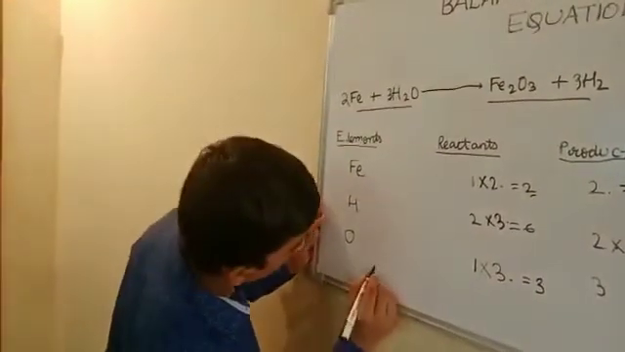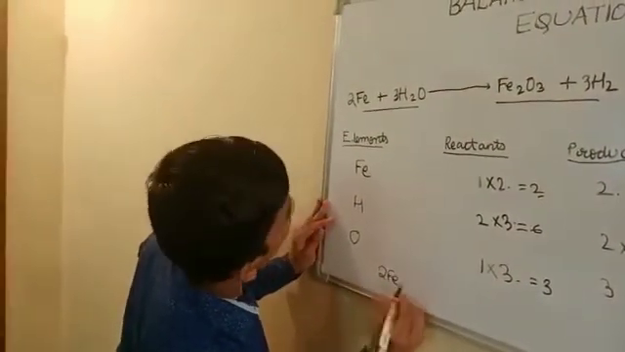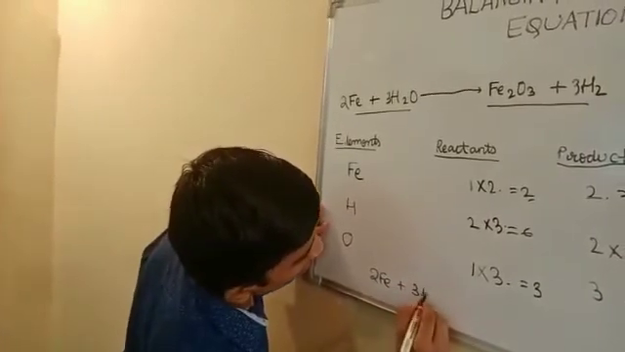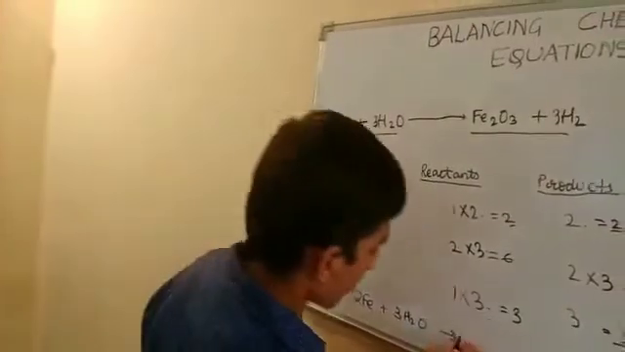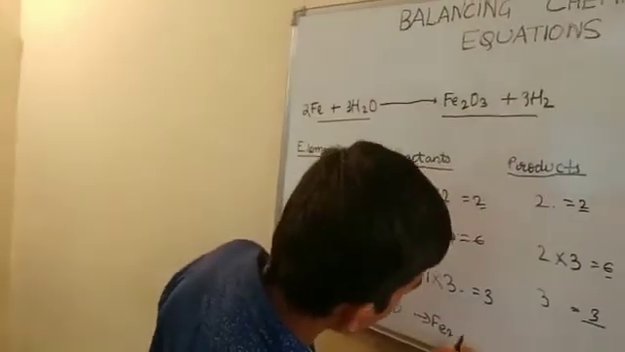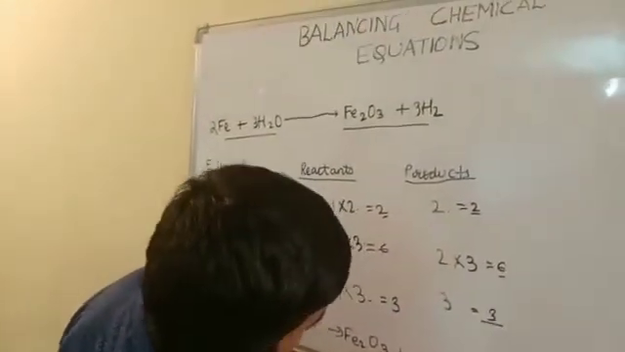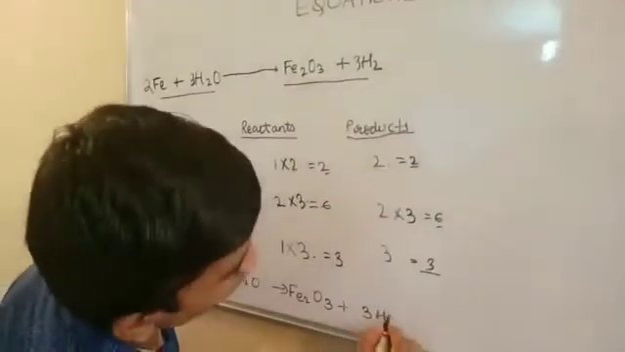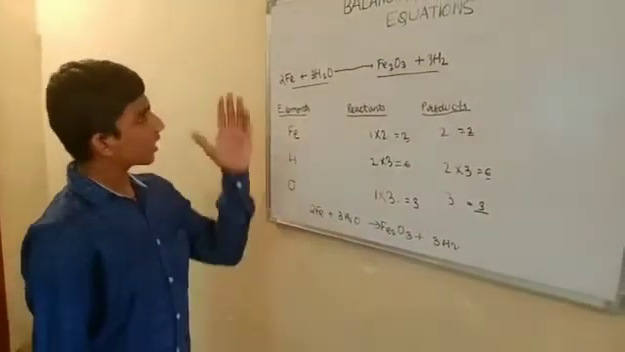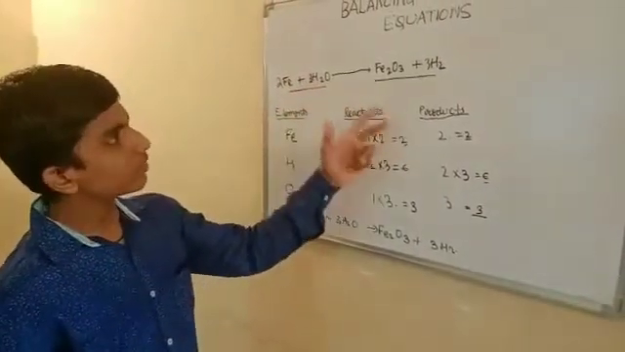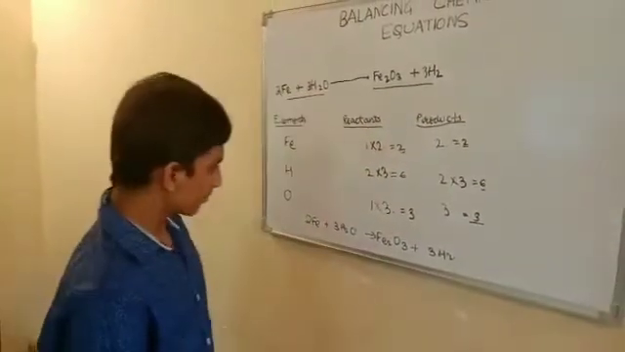Let us write it. 2Fe plus 3H2O gives rise to Fe2O3 plus 3H2. This is the balanced equation for Fe plus H2O gives rise to Fe2O3 plus H2.